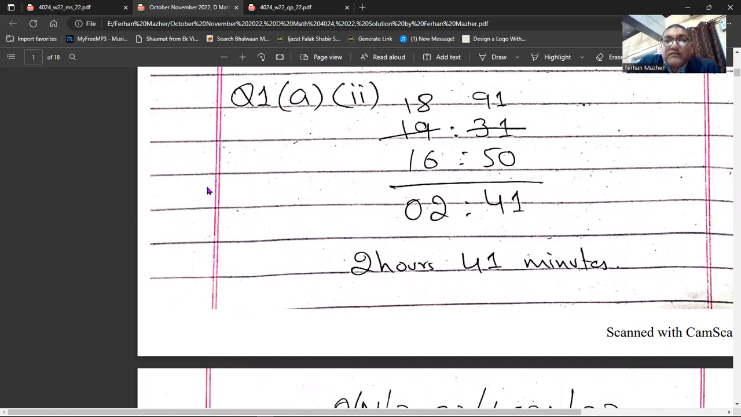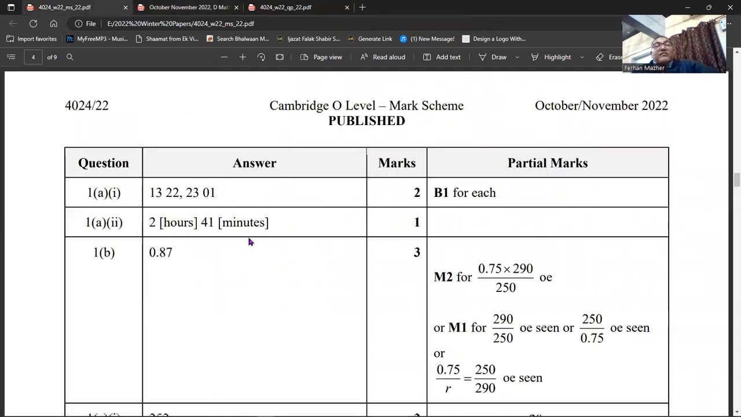From 31 you cannot subtract 50, so from 19 I will borrow 1 hour. When 60 is added, you get 91, and here 18 hours are left. So 91 minus 50, you get 41 minutes. From 18 hours you subtract 16 hours, you get 2 hours. So she stayed in Paris for 2 hours and 41 minutes. 2 hours and 41 minutes is the right answer.